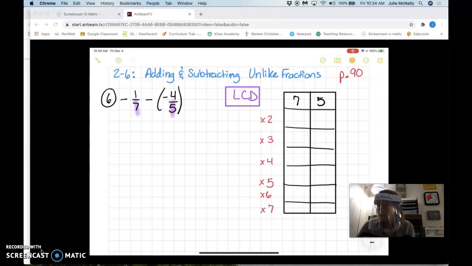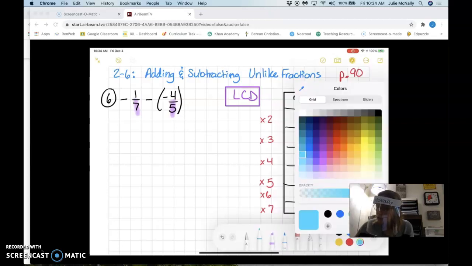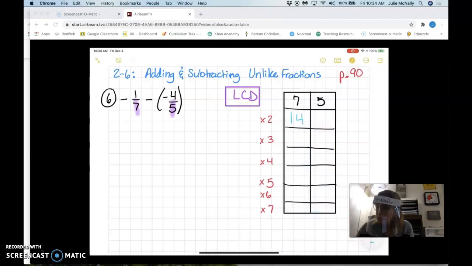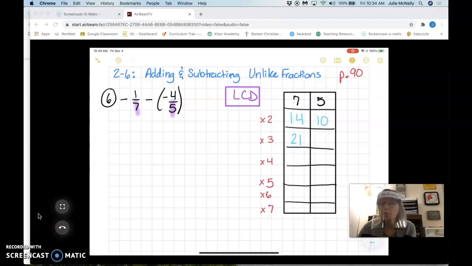So what is 2 times 7? 14. And 2 times 5? 10. How about 3 times 7? 21. I'm going to do some of these because of the video. I don't want to take too much time. And then 3 times 5, you should know this. Yes, good. And do I have a match yet?